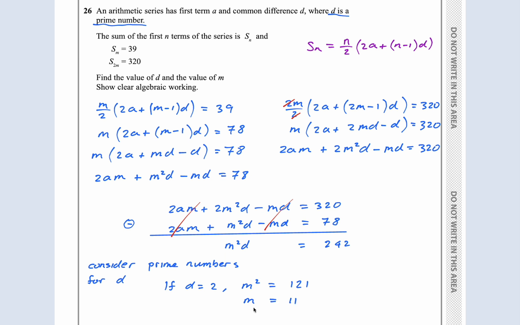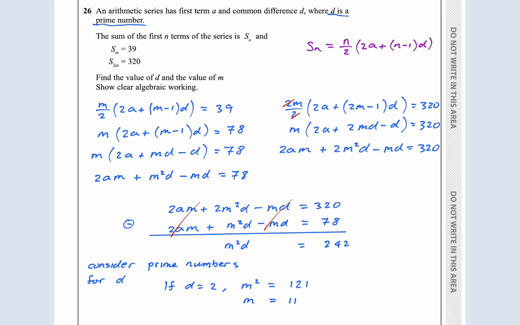m has to be a whole number, because it's the mth term. It's like the first term, second. This is like the sum of the first m terms, the sum of the first 11 terms. So it wouldn't make sense if m wasn't a whole number. So this is the answer: d is 2 and m is 11. So they've been nice to us and given us the first prime number.